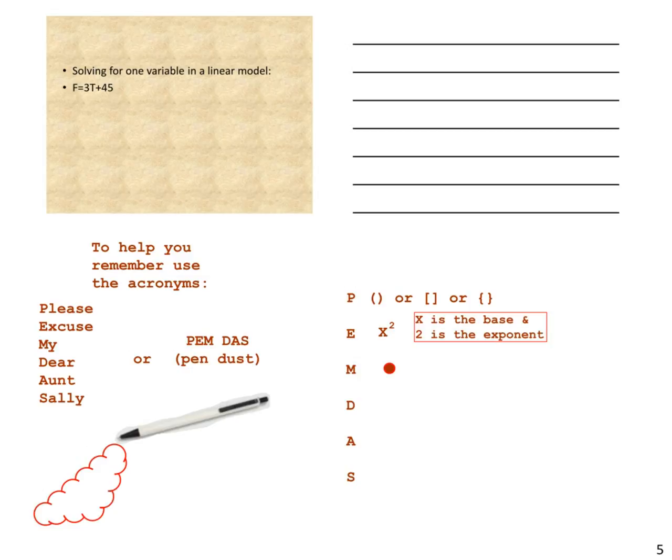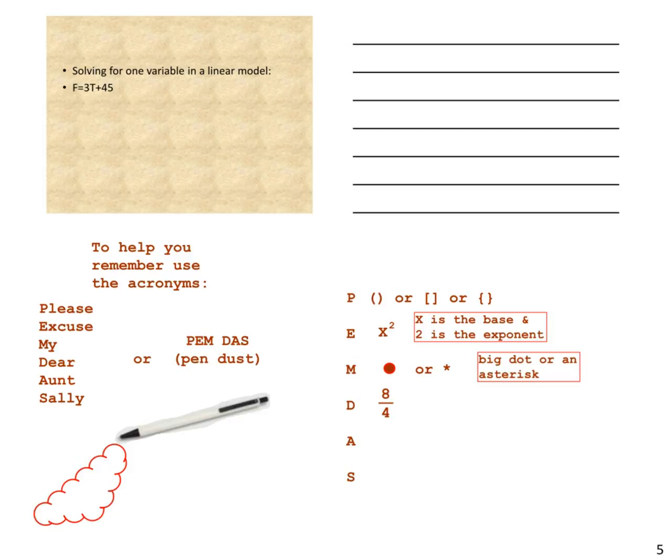Multiplication, big dot. So avoid using an x because you're going to confuse it with the x, and the x is now a variable. So big dot, or you can also use an asterisk if you're typing with your computer or phone. So big dot or an asterisk.